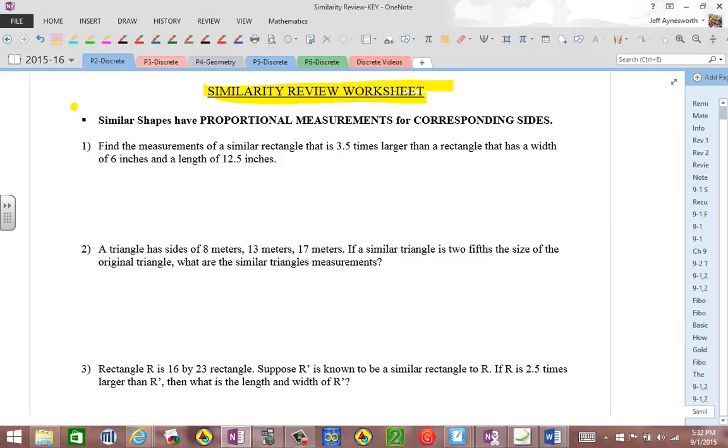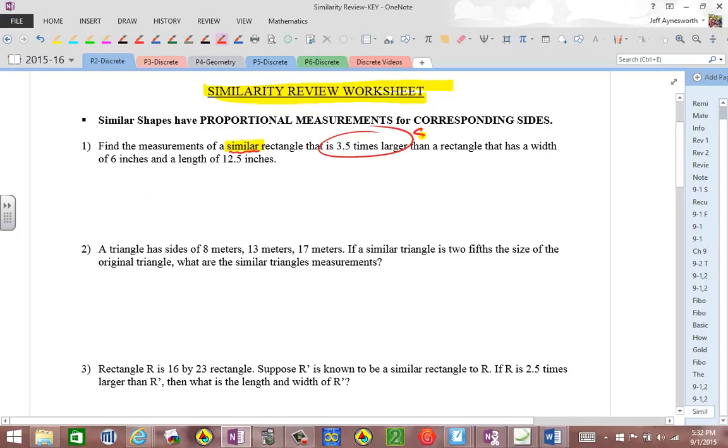What we know is that similar shapes have proportional measurements of corresponding sides. What does that mean? Well, let's go over it. Let's read the problem first. Find the measurements of a similar rectangle. Again, that's important. A similar rectangle that is 3.5 times larger. That's called the scale factor.